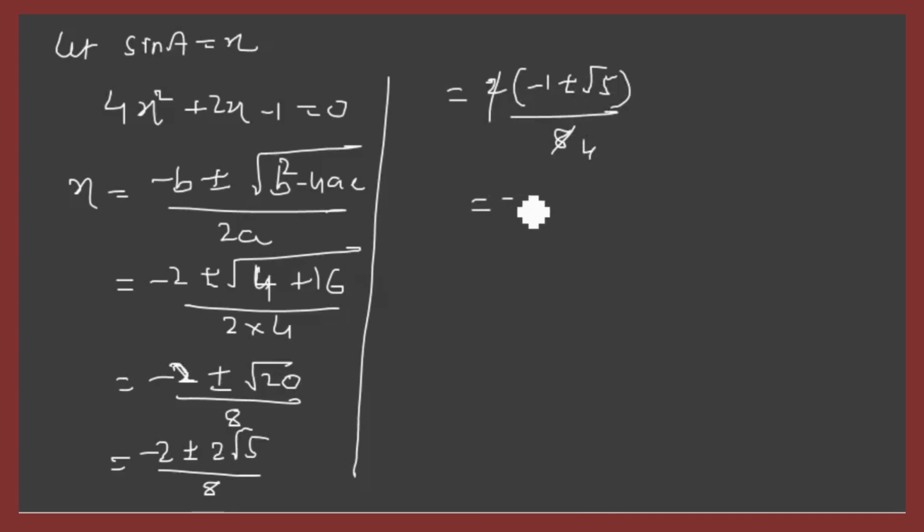So we get minus 1 plus root 5 by 4 and minus 1 minus root 5 by 4. Since for 18 degree, this x is sin a.